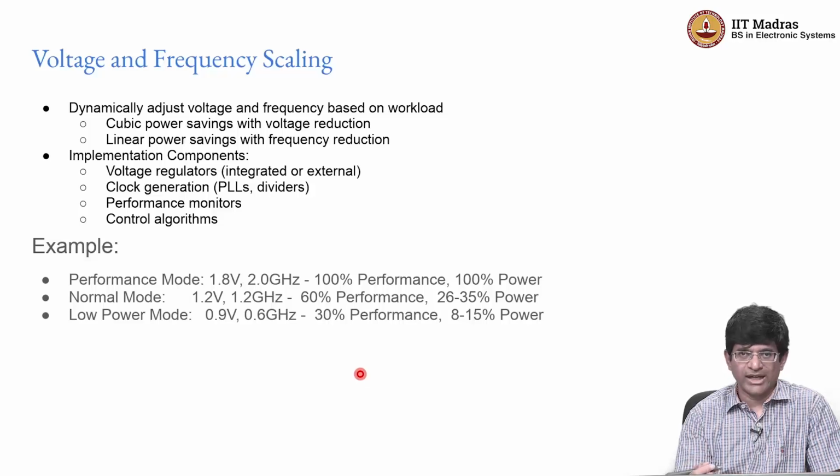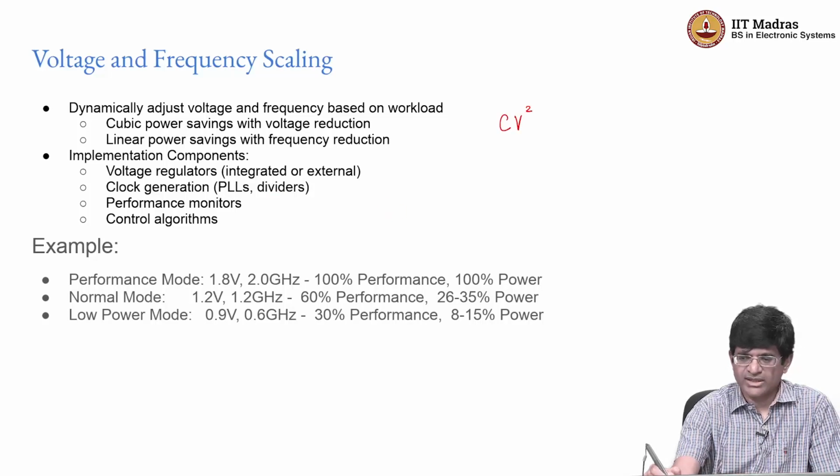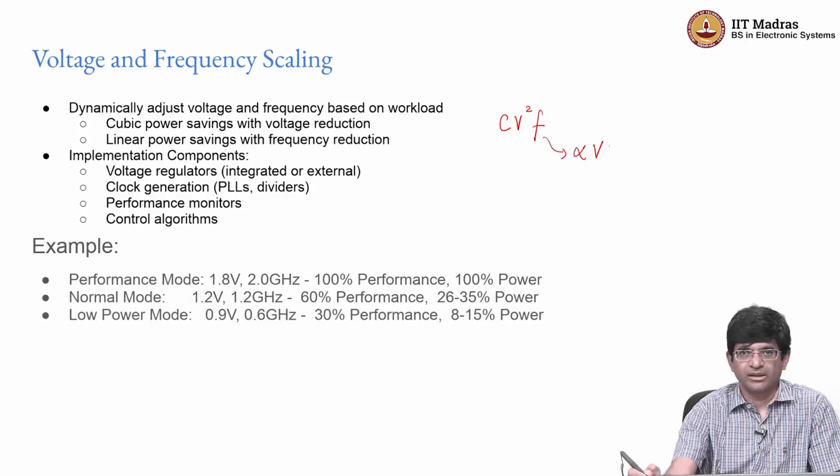Now once you have this notion of different clock domains and different power domains, it is also possible to do dynamic voltage and frequency scaling, which means that at runtime we actually change the voltage as well as the frequency based on the workload. Given the equation that we had, C V squared F, it turns out that F is also proportional to V. In other words, the higher the voltage, the lower the corresponding operating delays, and therefore the higher the operating frequency.